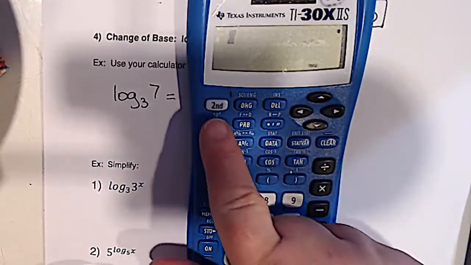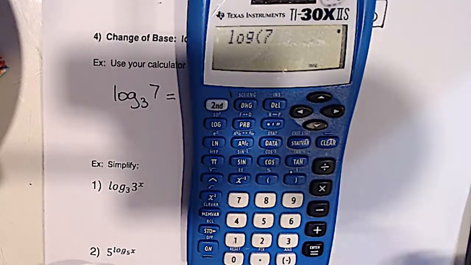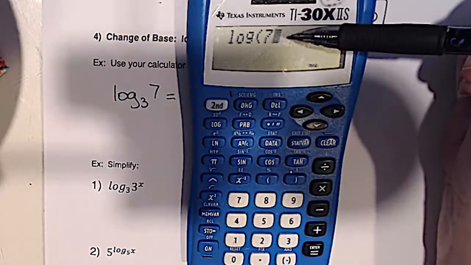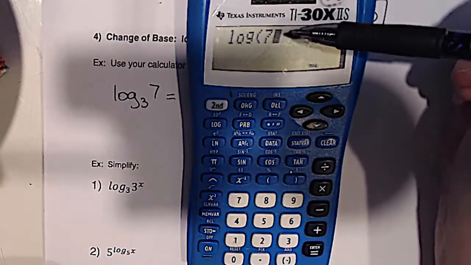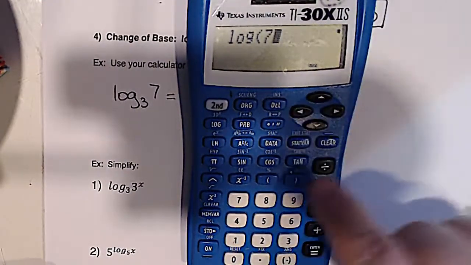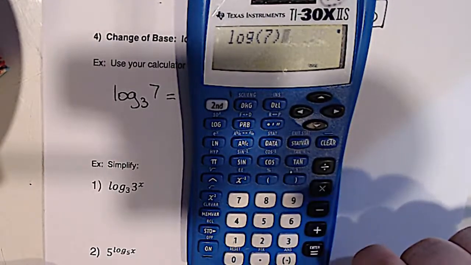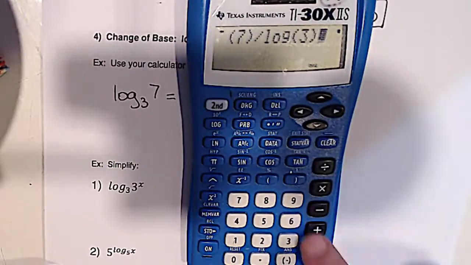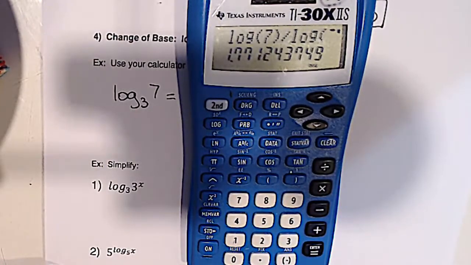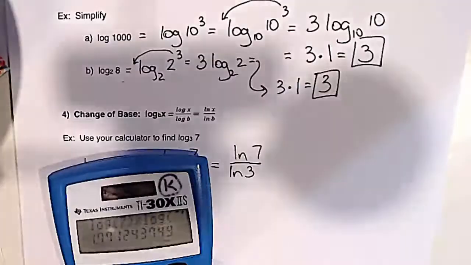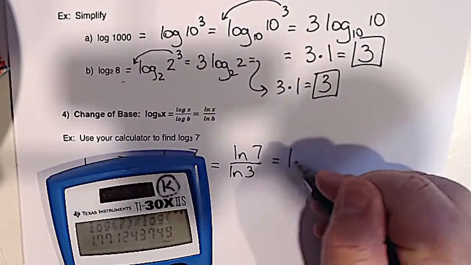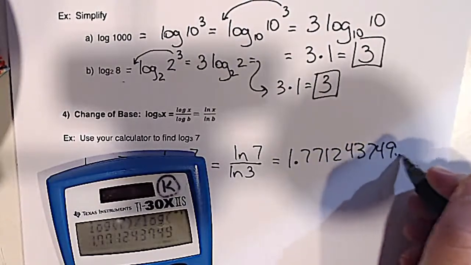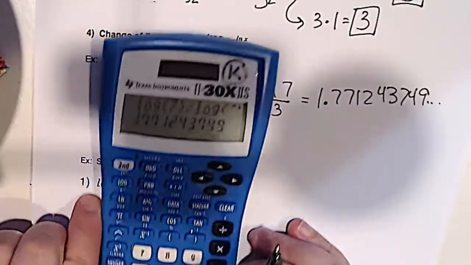So if I do log of 7. Now, remember what I've said before. Be really careful about parentheses. If I don't notice that this is going to be a problem, I end up with a big problem. So log of 7, open parentheses, divided by log of 3, close parentheses, equals. And then I get 1.7712437 and so on.